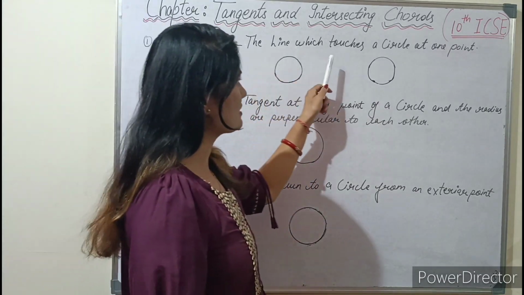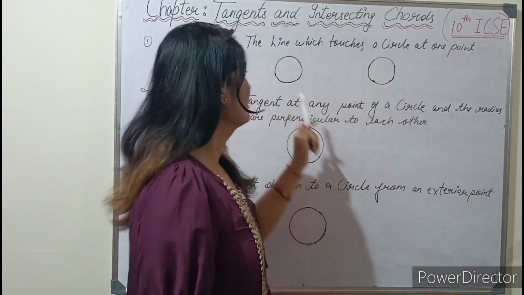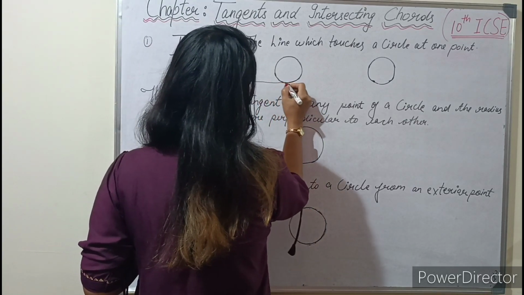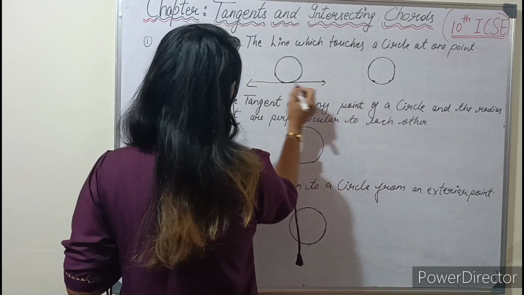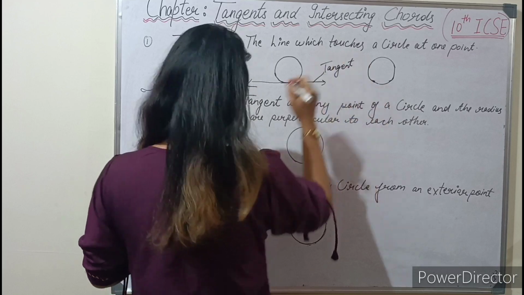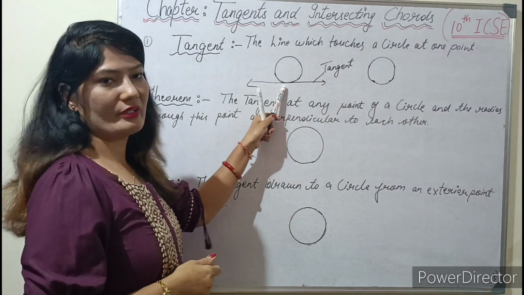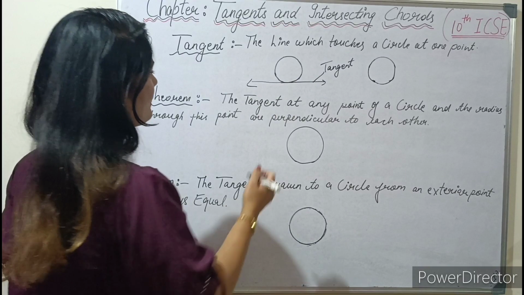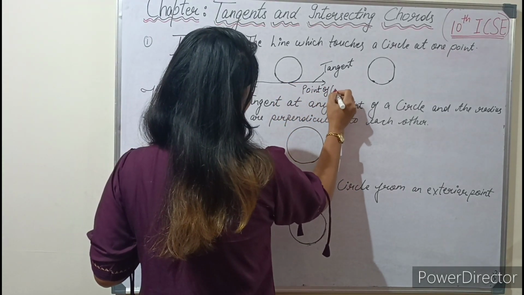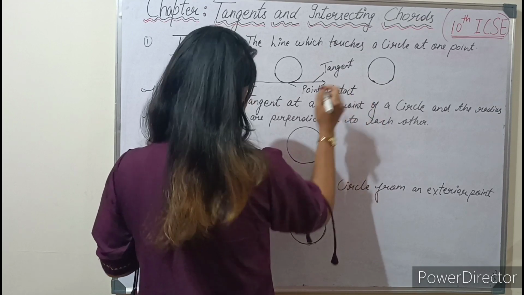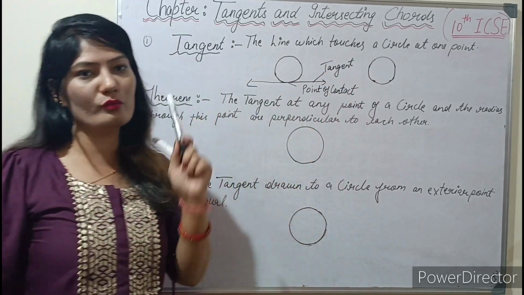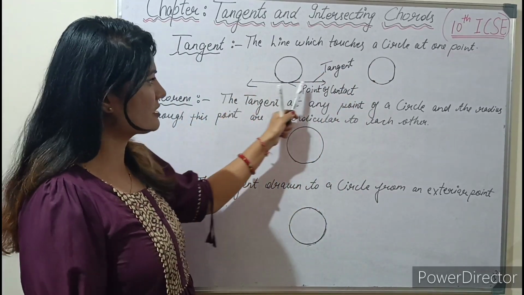The line which touches a circle at one point. So you can see a circle is there. Now if I draw a line which touches the circle at one point, this line is known as a tangent of a circle. And the point where the circle touches the line is known as the point of contact. So it's clear that the line which touches a circle at only one point is known as a tangent of a circle.